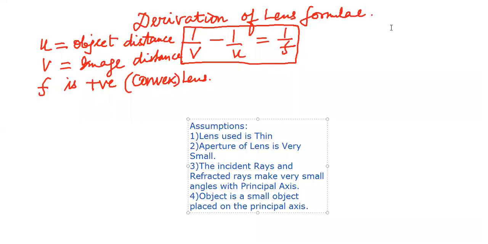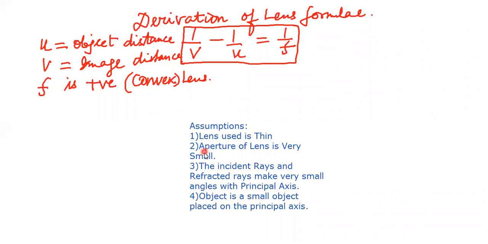Hello friends. So today we are doing the derivation of the lens formula, that is 1 by v minus 1 by u equals 1 by f. This is a very interesting formula of class 10. Here u is the object distance, v is the image distance, and f is the focal length, which is positive for a convex lens.